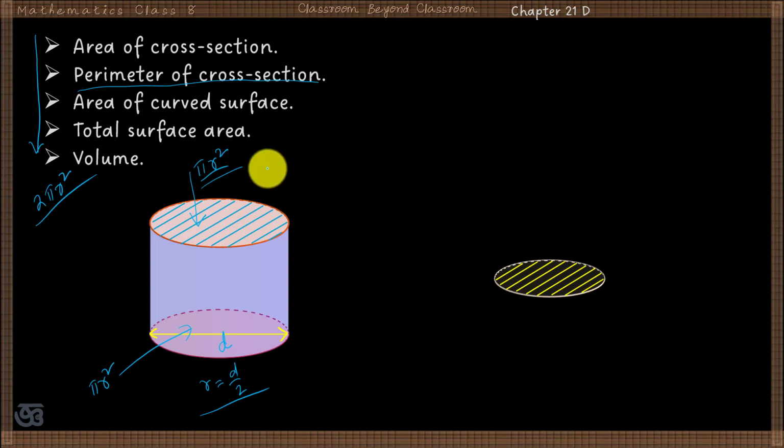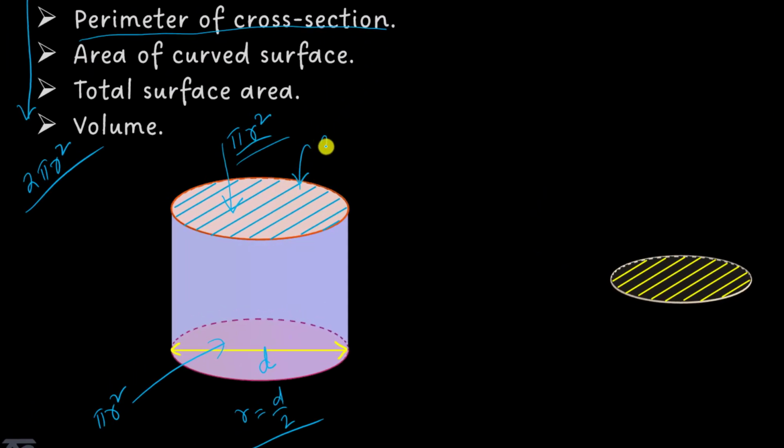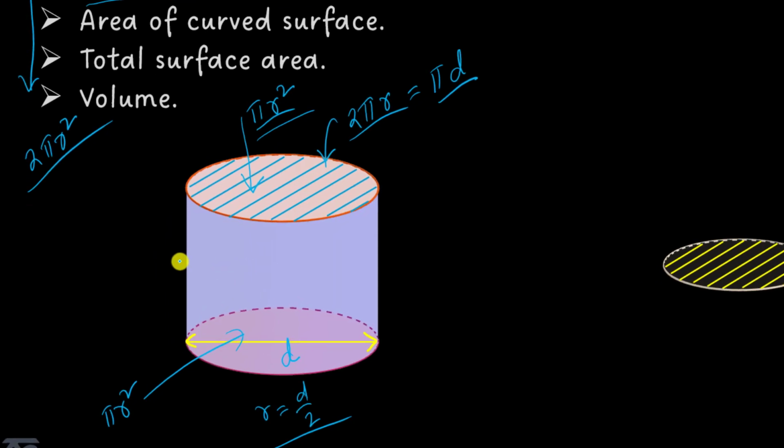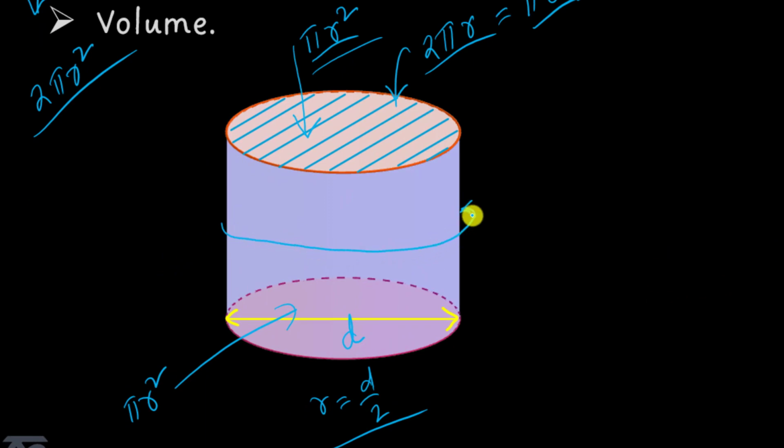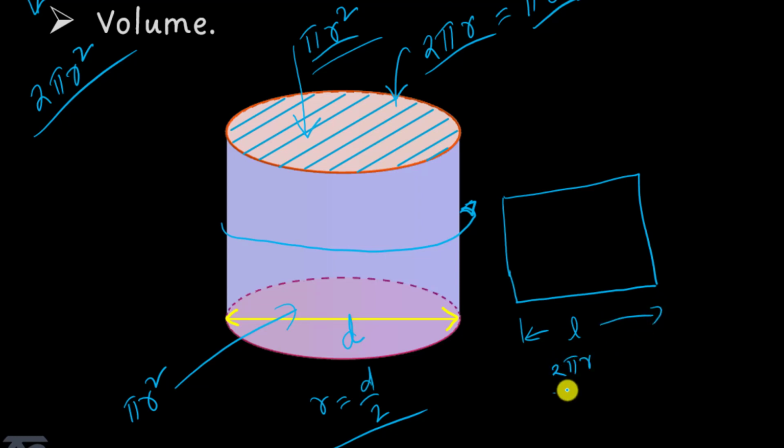Now the perimeter of the cross section. Since the cross section is circular, the perimeter is equal to twice pi r, or pi d, because twice r is equal to the diameter of the circle. Now the area of the curved surface. This surface is called a curved surface. Now what is the area of the curved surface? In the net of the solid, we have learned that if we open this curved surface, then we get a rectangular section, and the length L of this rectangle is equal to twice pi r, the perimeter of the circle. And since this is a cylinder, the height of the cylinder is equal to the breadth of this rectangle.